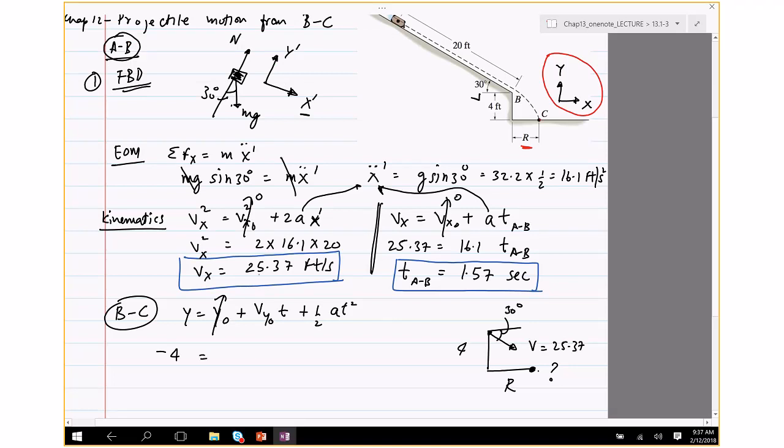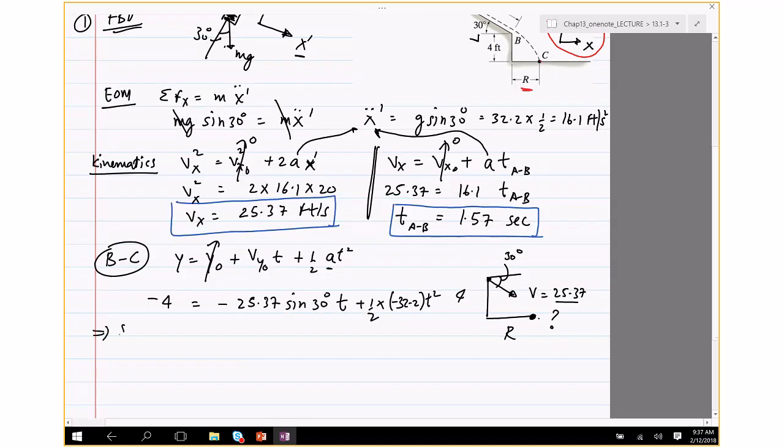What's the velocity along y? This is the velocity which is in this direction. It's at 30 degrees. So the velocity in the y direction is 25.37 times sine of 30, and it's negative because it's pointing downwards. So 25.37 sine 30 degrees times t, and t is unknown. What about gravity? Gravity is downwards, so a is negative 32.2, times t squared. So the only unknown here is time.